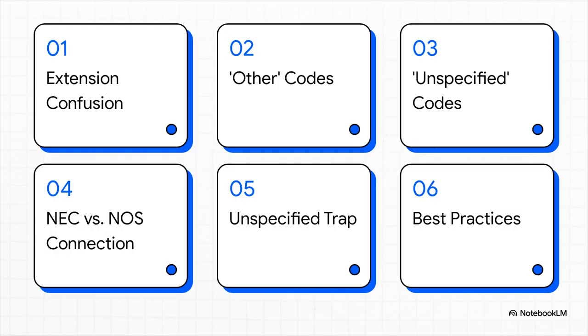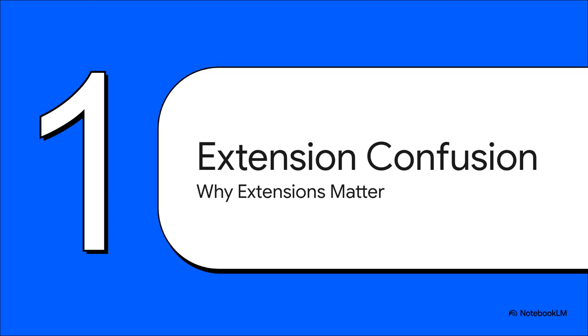So, here's our roadmap for today's explainer. We're going to cover the code extension confusion, break down other codes, unpack unspecified codes, connect this all to NEC versus NOS, talk about avoiding the unspecified trap, and wrap up with some solid best practices. Starting off with Section 1, the code extension confusion.